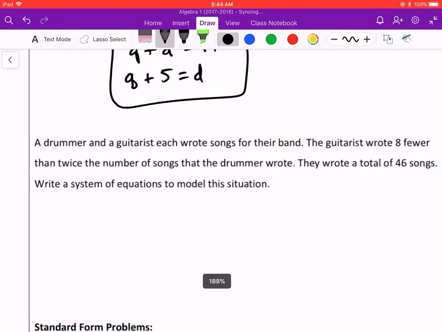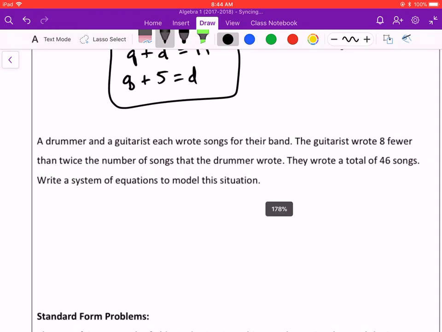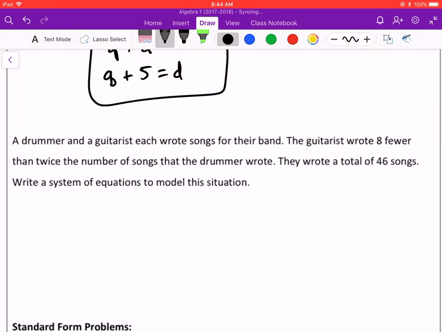Okay? So right here, I want you to pause and see if you can get this next situation. A drummer and a guitarist each wrote songs for their band. The guitarist wrote 8 fewer than twice the number of songs that the drummer wrote, and they wrote a total of 46 songs. So see if you can write the equation by yourself. Give a pause for a second, see if you can get this.